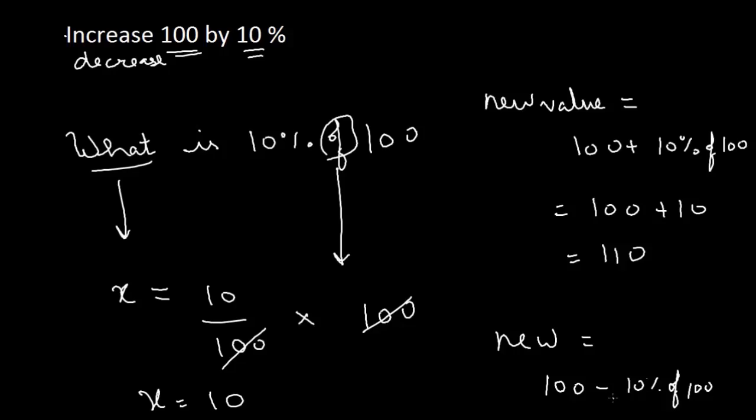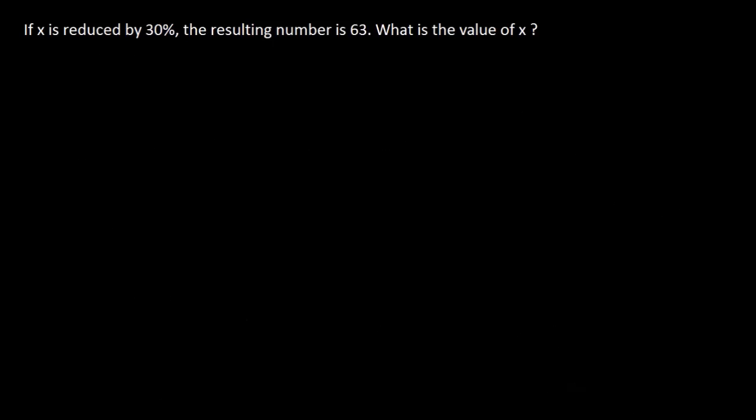The minus sign is for the decrease in the question, which is equal to 90. So I hope this is clear, and we'll have a quick recap of it to make it more clear. So we have increase 100 by 10%. So we find 10% of the value and add it to the base value so that it is increased by 10%. Similarly, if we have to decrease the value, we subtract 10% from the base value, that is 100, to find the new value. So moving on to the next question.